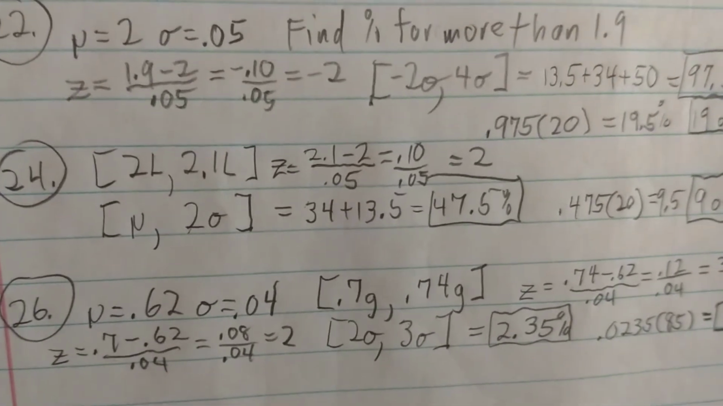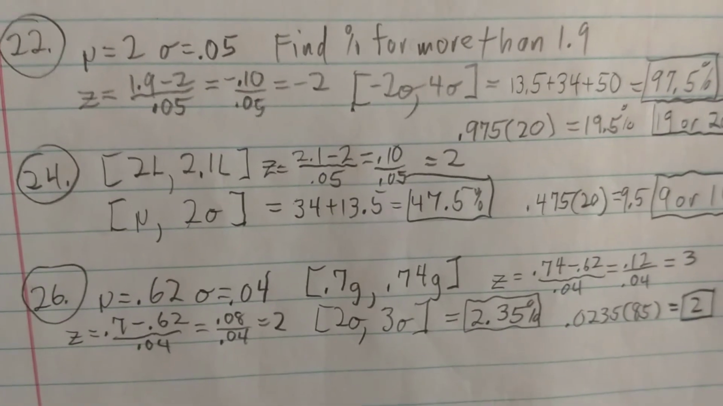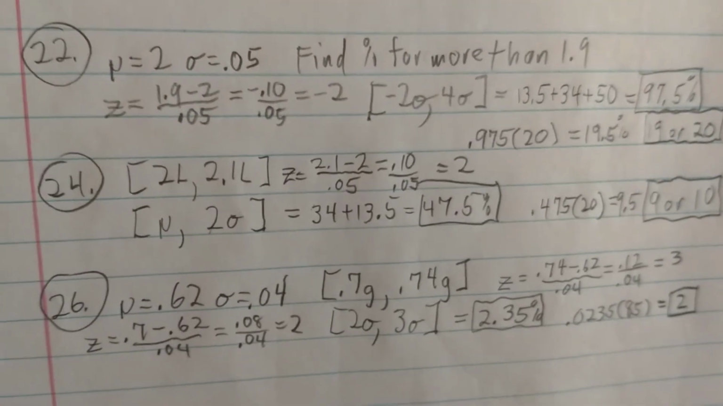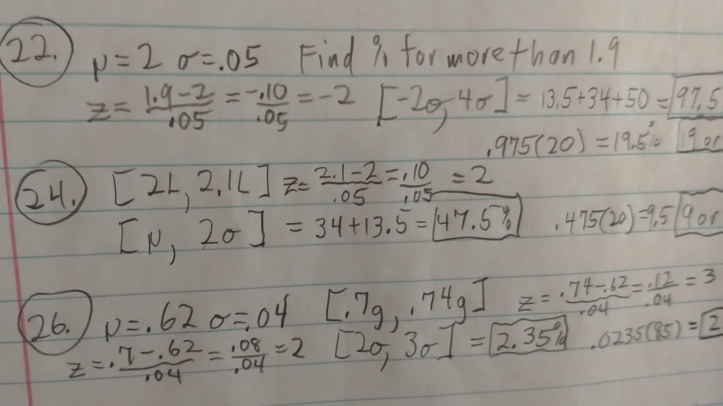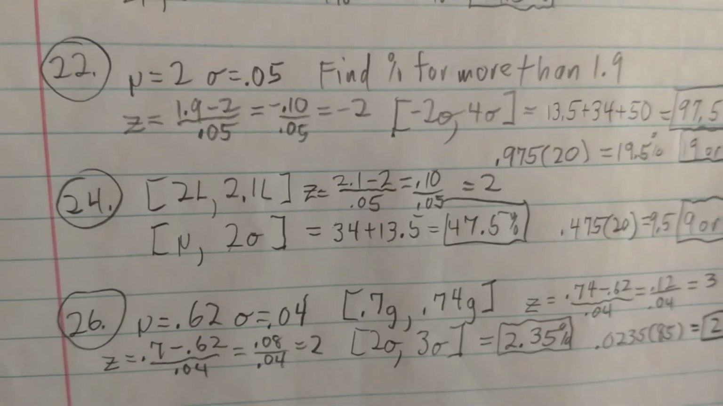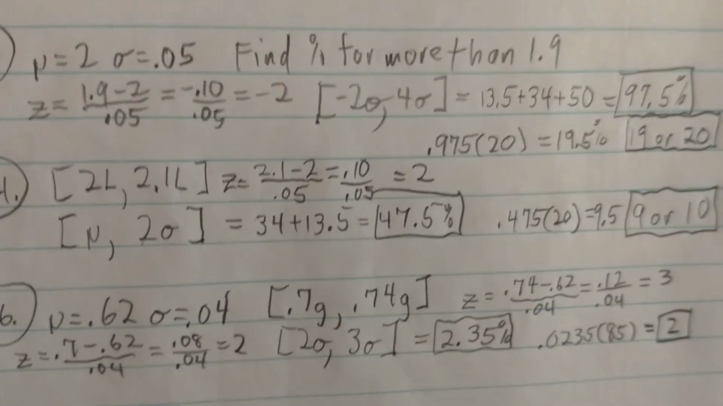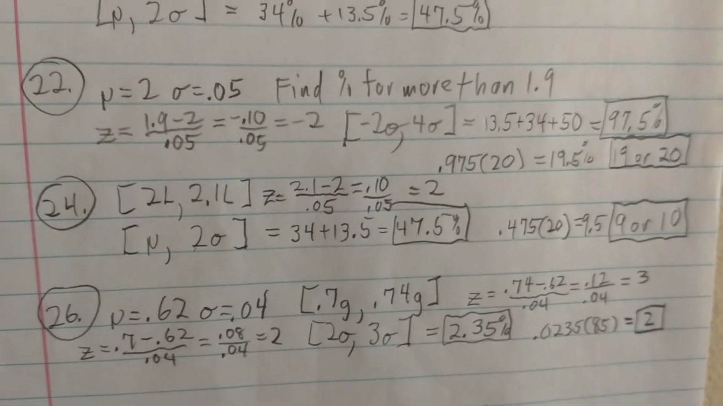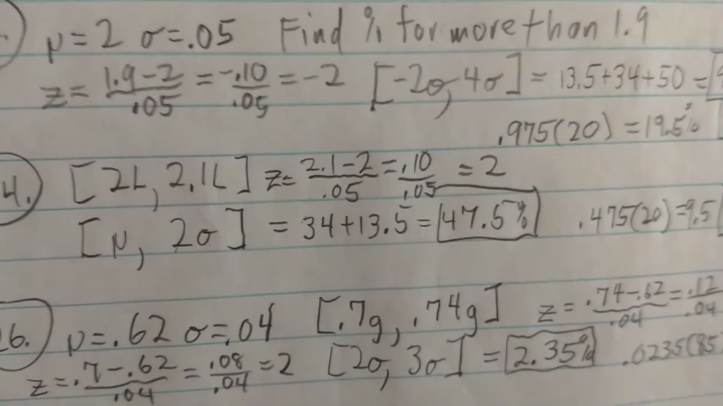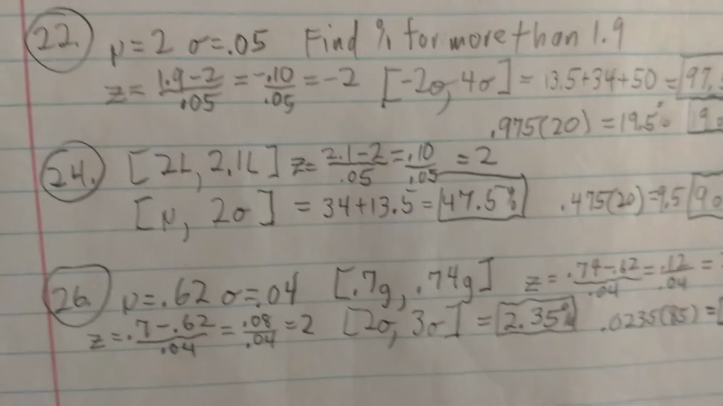Now on 22, with different numbers, if the mean is 2 and the standard deviation is 0.05, find the percentage under the curve for more than 1.9. So the z-score for 1.9 is 1.9 minus 2 over 0.05, and that turns out to be negative 0.10 over 0.05, or negative 2. So we're going to do this from negative 2 sigma to really just the right half, and I'm calling that 4 sigma, but we're going to be 50% on the right half anyway.